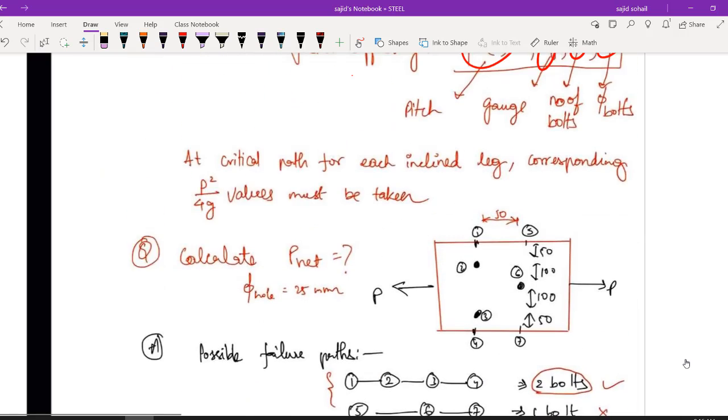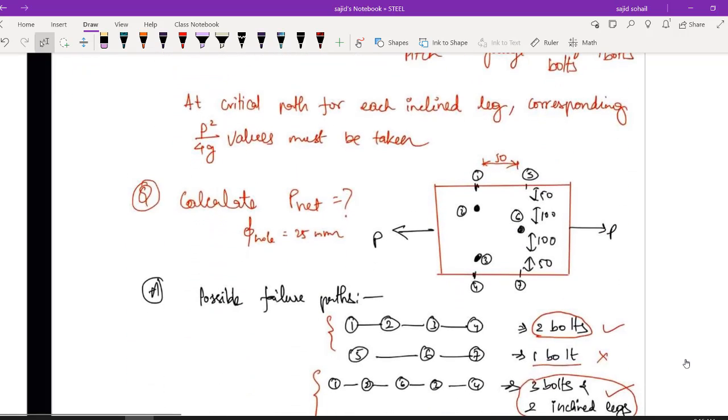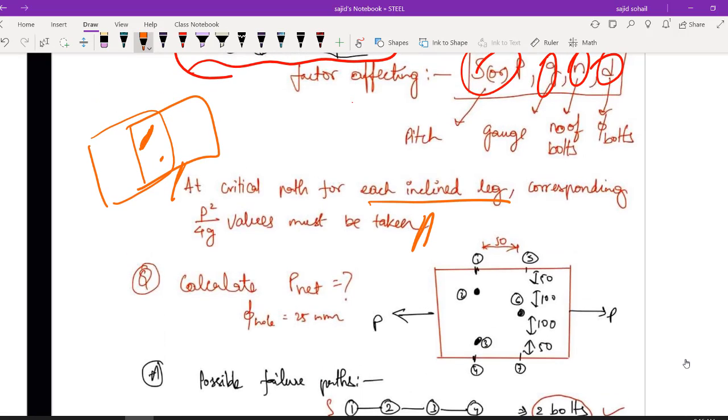So let us see in which path, in which way your plates are failing. ठीक है, at critical path for each inclined leg corresponding p square by 4g values must be taken. अरे यार ignore this, there is nothing much. So he is saying at each inclined leg, so let us say you have bolt something like this. So what is the first inclined leg? This is your first inclined leg, right? Bolt क्या हो रहा है? It is not in the same plane, so this will be considered as my first inclined plane.